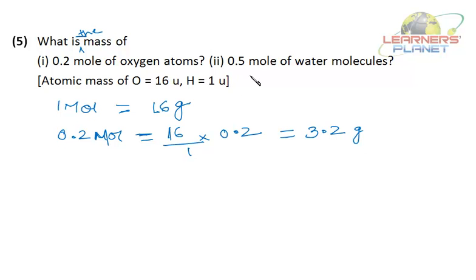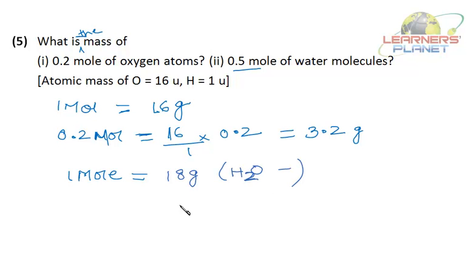What is the mass of 0.5 mole of water molecules? So 1 mole of water molecule, what will be the mass? The gram molecular mass of 1 mole of water molecule will be 18. How? Water molecule, the formula is H2O.